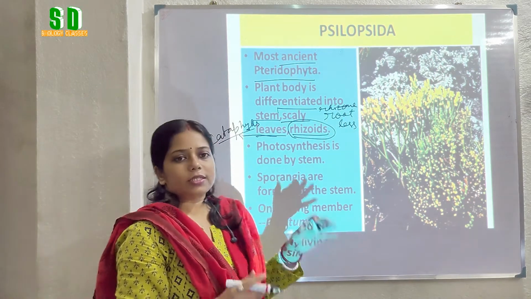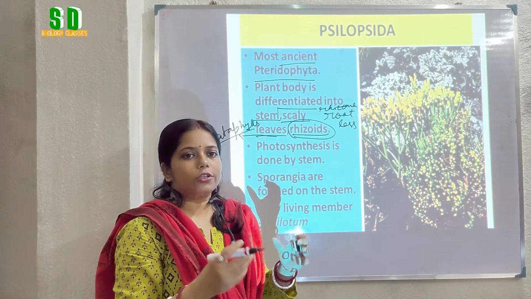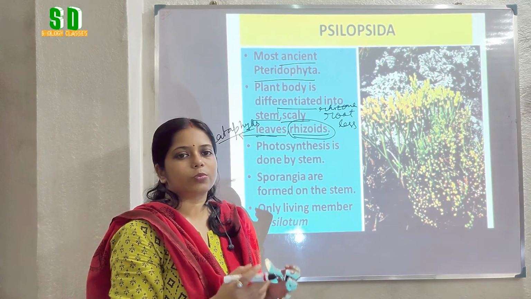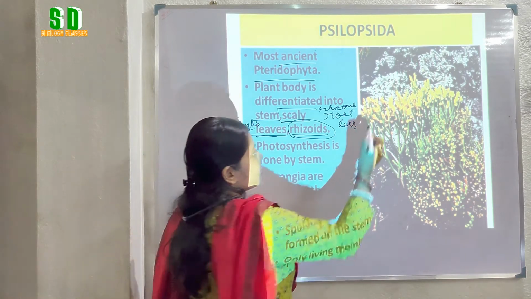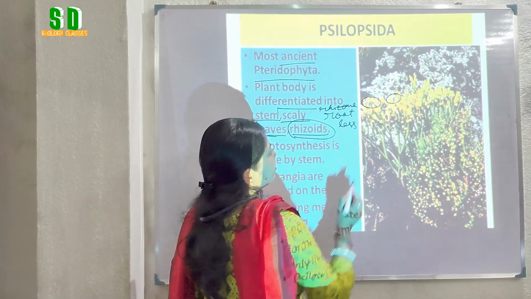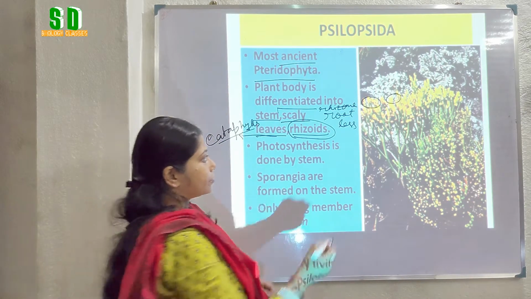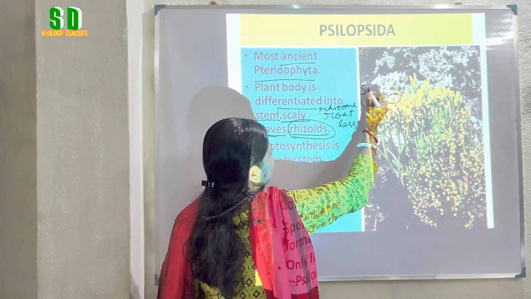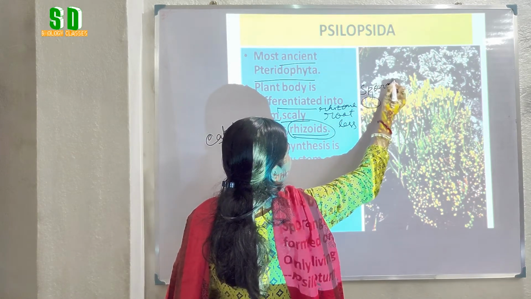The stem bears some aerial parts, and on this aerial part the spore containing structures, that is the sporangia, are present. These are the sporangia that you can see, they are present on the aerial stem of a member of the Psilopsida. So these are the sporangia.